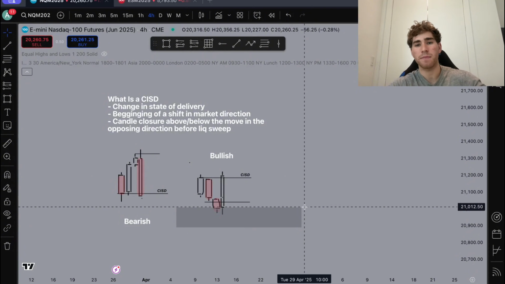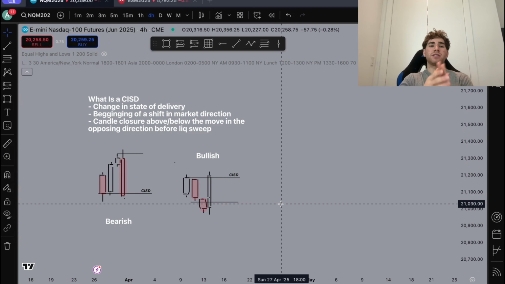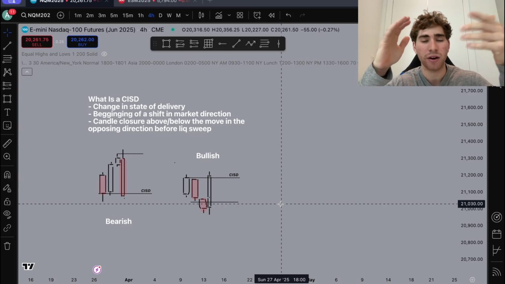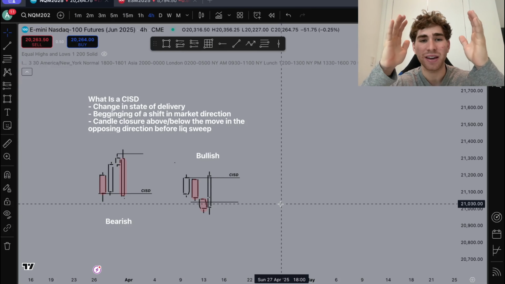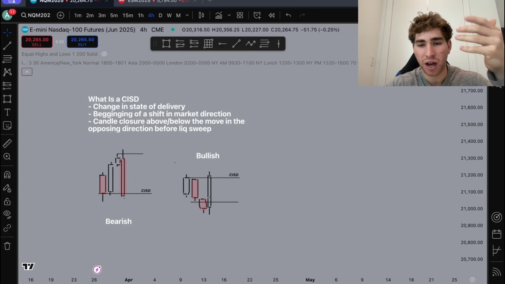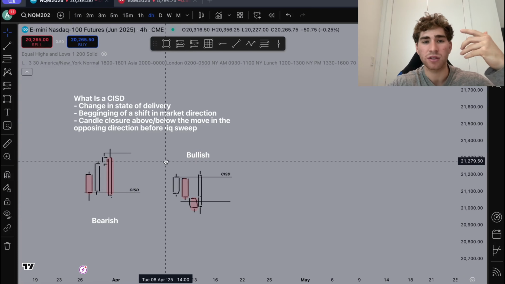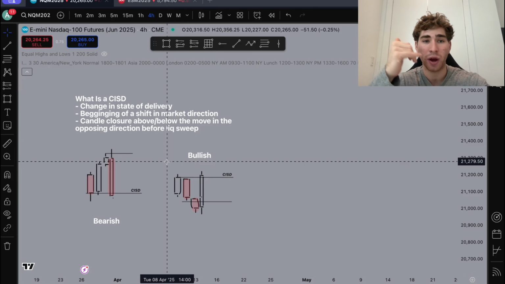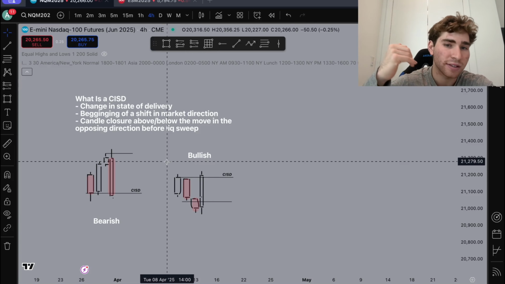And it might sound complicated when you first start spotting them, but your eyes will adjust to it, right? So CISD, short for change in state in or of delivery. Same thing, doesn't matter. The beginning of a shift in market direction. I just wrote that down so you guys can understand that it is going to be our main confirmation in the model I teach. The way I trade, I love to use CISDs a lot.